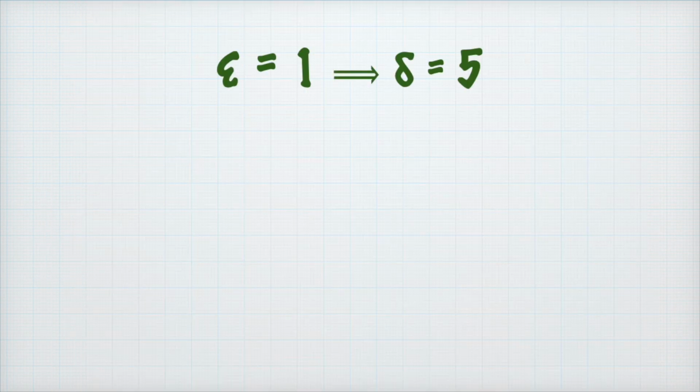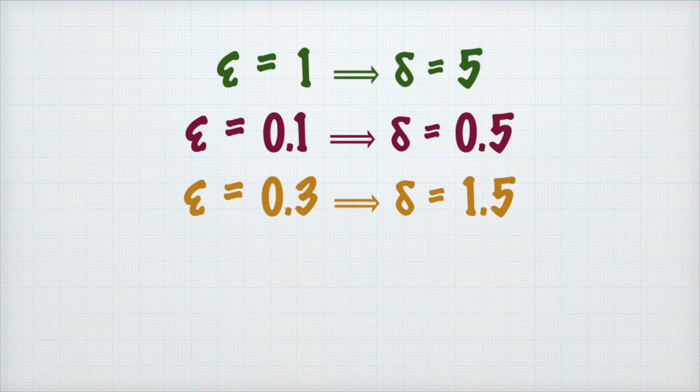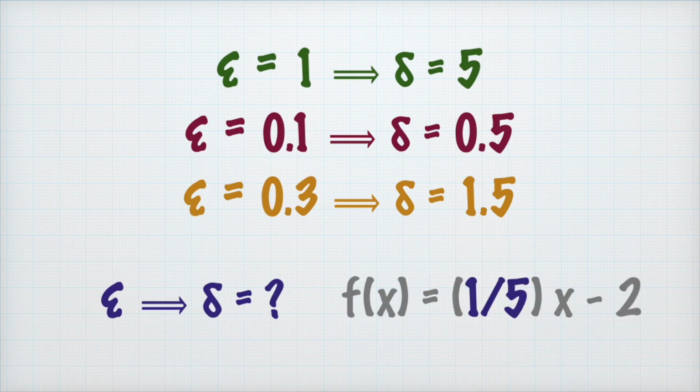To recap, we chose 3 different epsilon values, and for each one, we found a delta value that works for the function. Can you guess what the pattern is for this function? Here's a clue. Now let's try a different example.